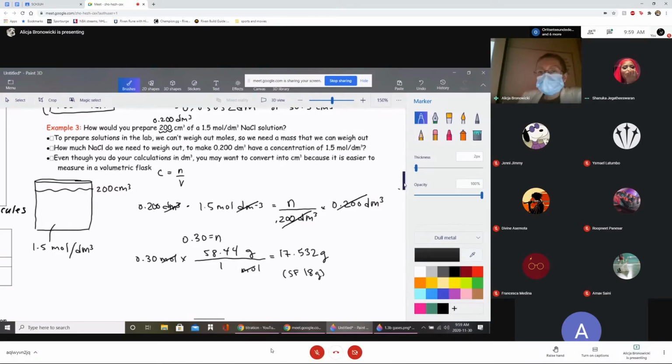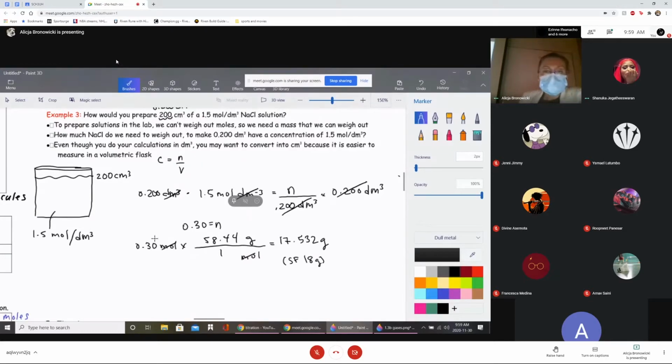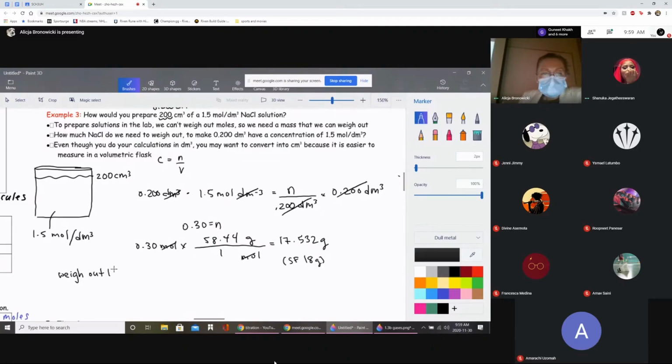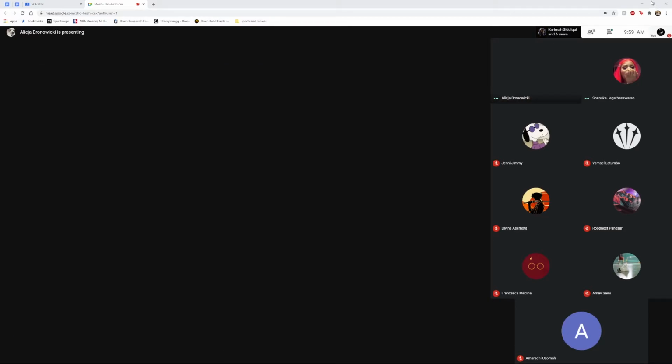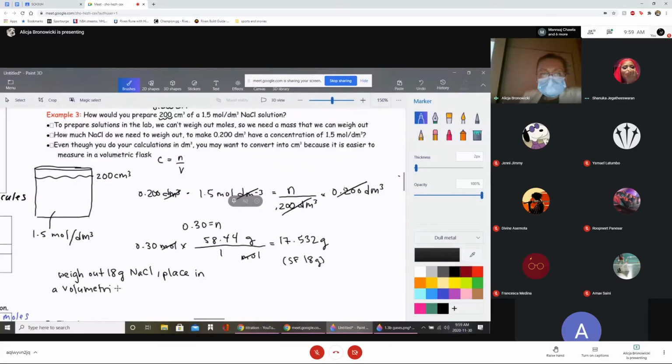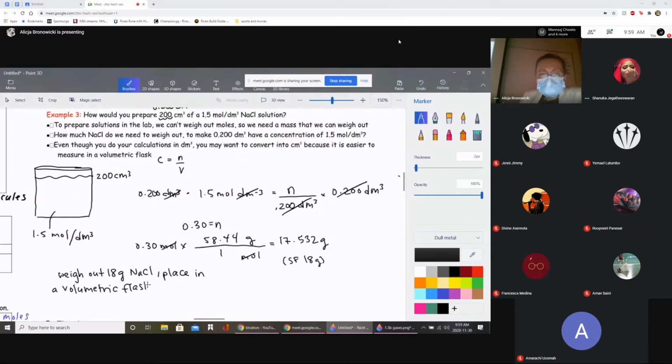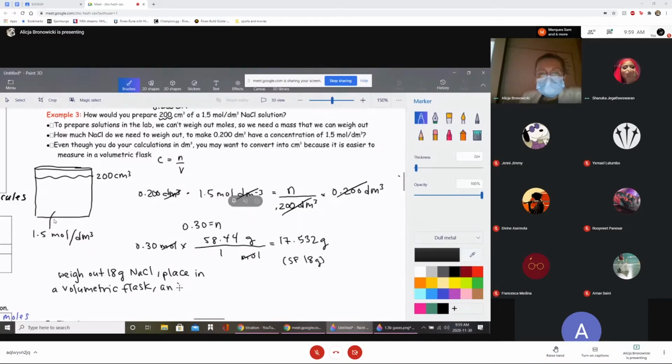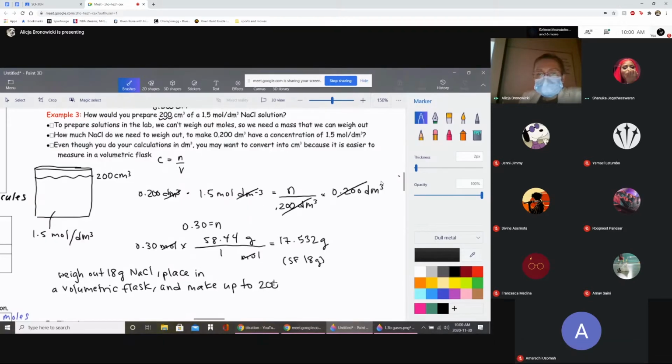So the way that you would make this concentration is you would weigh out 18 grams of NaCl, place it in a volumetric flask, and make up to 200 cm³.